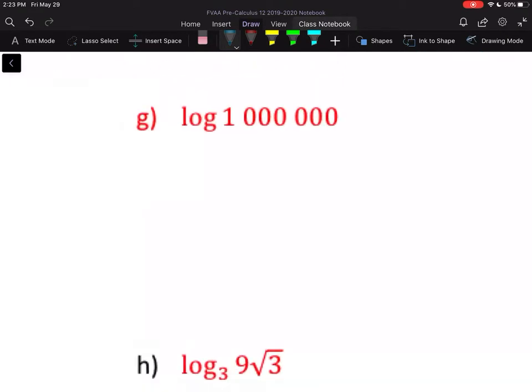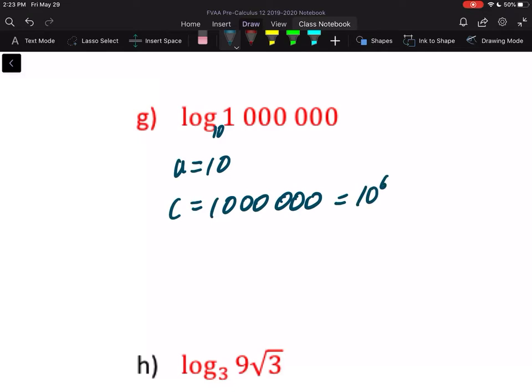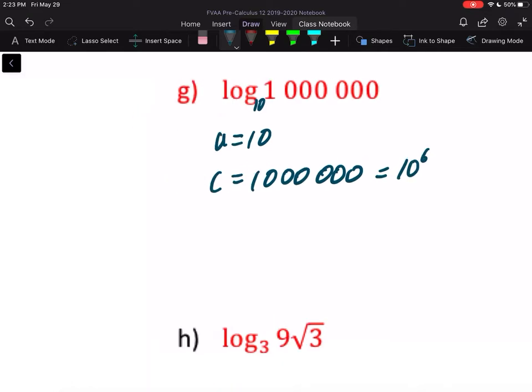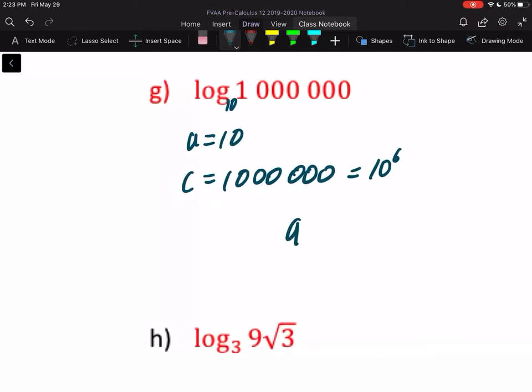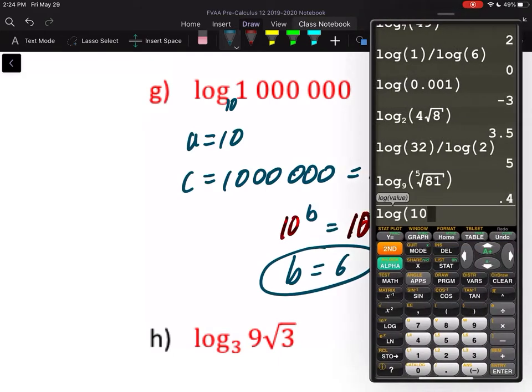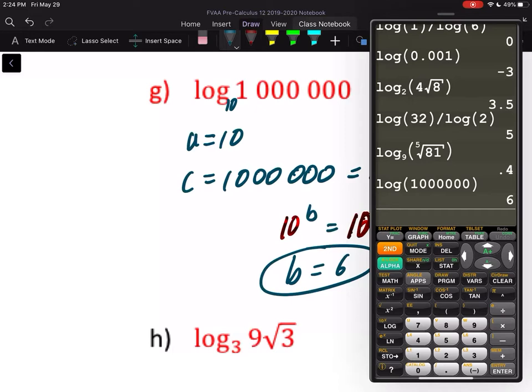Log, okay, again, remember this is log with base 10, right? So a is equal to 10, c is equal to 1 million. Okay, and this could be written as 10 to the 6, which might be beneficial here because when I put it into a to the b equals c, I get 10 to the b is equal to 10 to the 6. Therefore, right away, I get my answer of b is equal to 6. Okay? And double check with my calculator, and I get 6 as well.